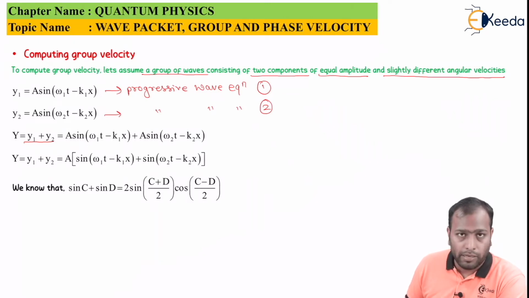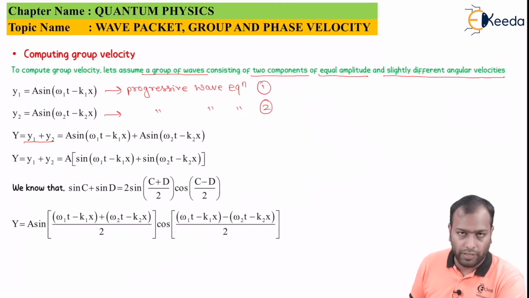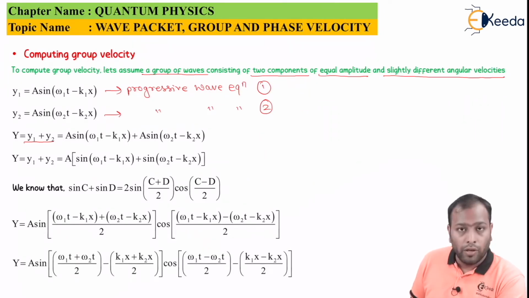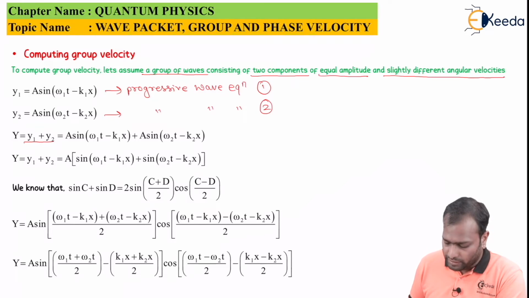Now, applying the same formula, we get y is equal to a sin of the two angles added and divided by 2, into cos of the two angles subtracted and divided by 2. Simplifying this, I'll take omega 1 t and omega 2 t on one side and k1 x and k2 x on the other side in both of the equations. So I'll get an equation which appears like a sin((omega 1 plus omega 2)/2 t minus (k1 plus k2)/2 x). This is the sinusoidal part and this is the cosine part.